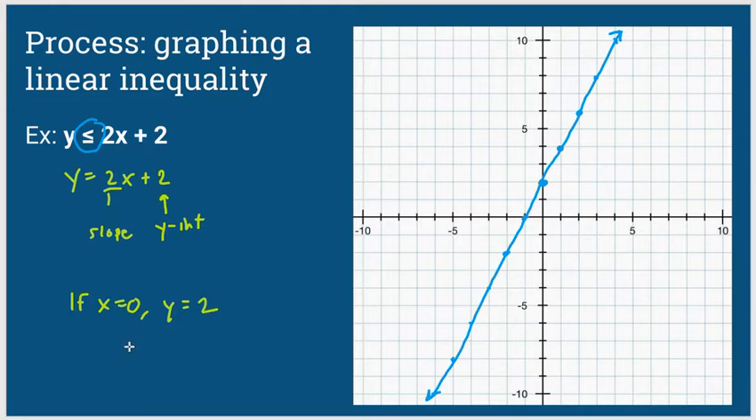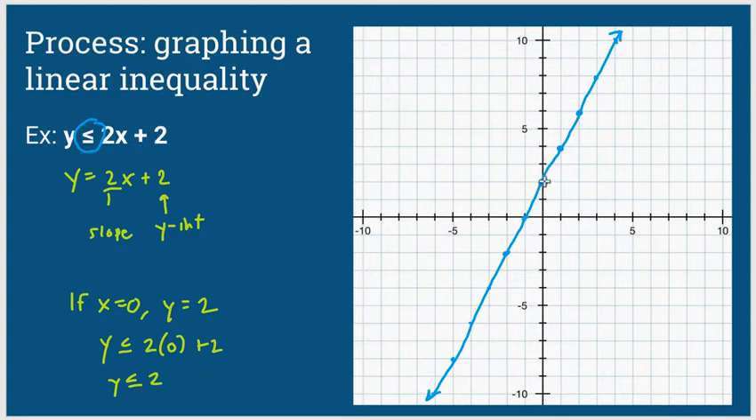Okay, and if we plug back into the equation, well, actually I'm going to leave the symbol out for right now, but if I did 2 times 0 plus 2, 2 times 0 is just 0, and 0 plus 2 is 2. Now, here's where I'm going to go back to this less than or equal to part. What I've marked on the graph is where y is equal to 2, but this is telling me that y could also be less than 2.